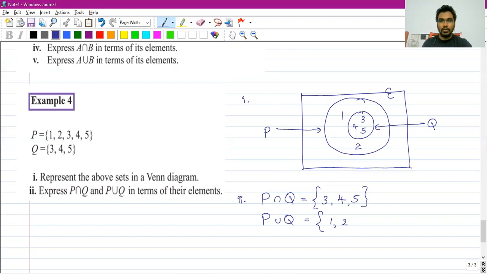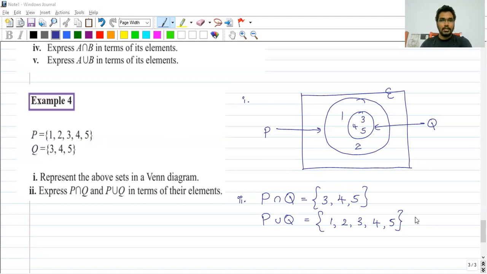You can write 1, 2, 3, 4 and 5. Shall we confirm this answer using these two sets? So P union Q is all the elements of P as well as Q. So P is 1, 2, 3, 4, 5. Yes, they are included in this one. Here Q is 3, 4, 5. Yes, it is included in this set. Yes, so this is the union set of P and Q. So this is the answer for the fourth question. So I think you can understand it well.